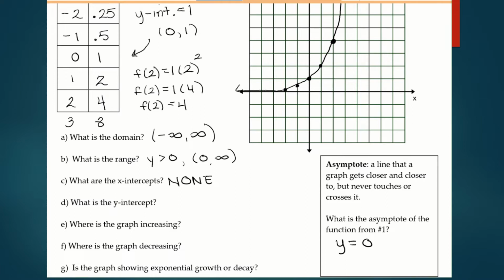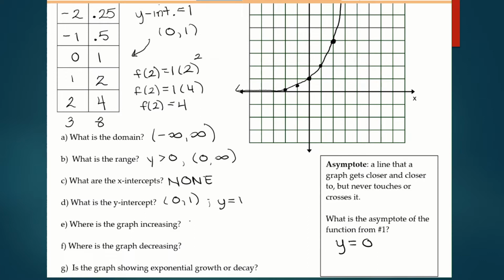Do we have a y-intercept? Yes, we do, at (0, 1). Or you could say y equals 1. That's fine too. Where is the graph increasing? Well, when we think about increasing or decreasing, we're looking to see, as our x values get larger, where are our y values also getting larger? And really, that's taking place throughout the entire graph. Our whole graph is increasing here.